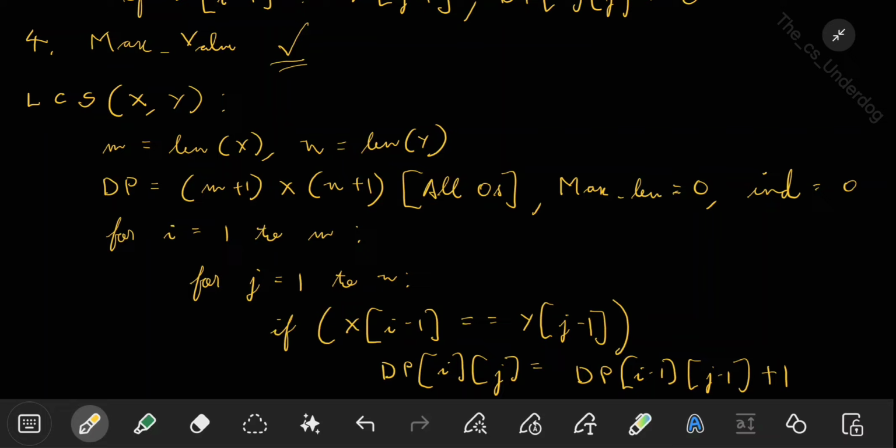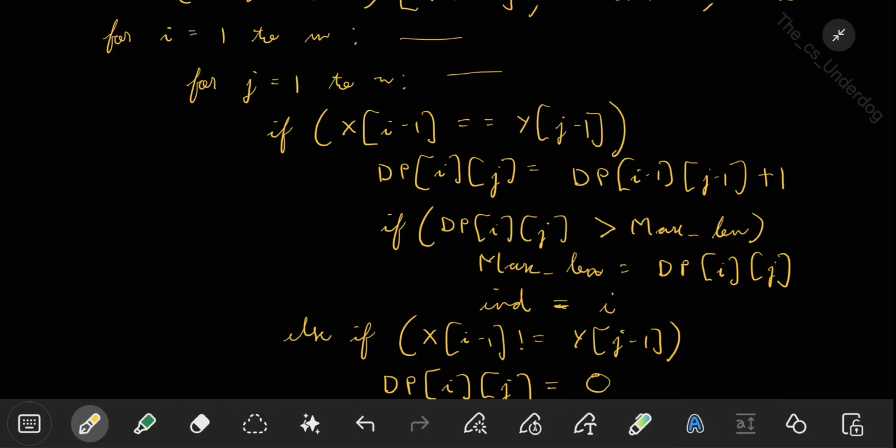You will have two variables. One is max length. This is to keep track of longest common substring length. What about the index? Index is in order to later find out what exactly is the substring. Once you find out the maximum length, in order to find what exactly is the substring, we'll use this index. We are looping through x, looping through y. For each entry, you should see whether that particular character is same in x and y. That is ith character in x and jth character in y.